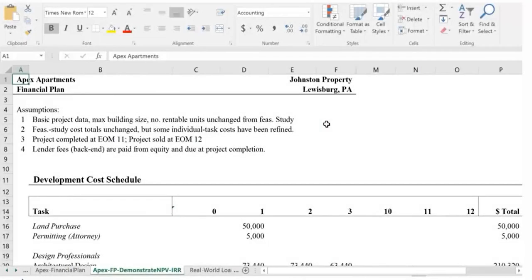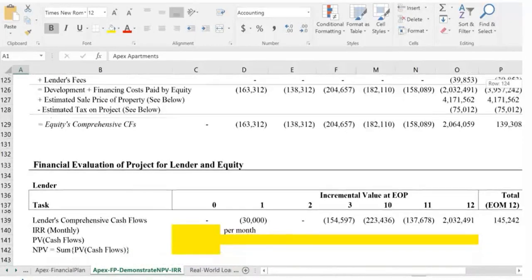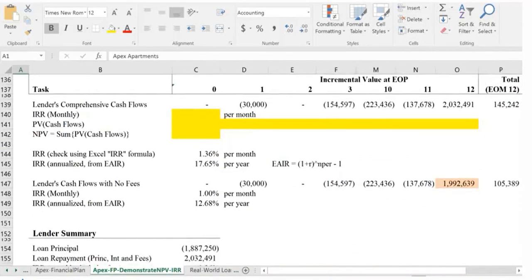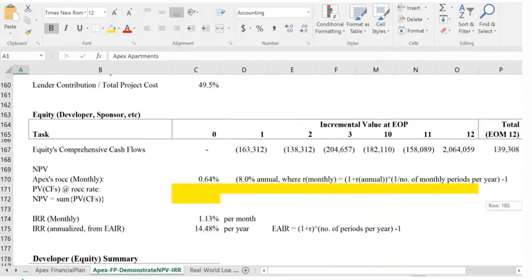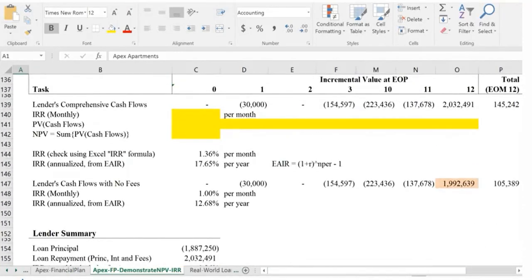All right, so what I'd like to do now is jump back to the spreadsheet for the Apex Financial Plan. And I am on a new page here, Apex Financial Plan, Demonstrate NPV IRR. And I want to jump back to the spreadsheet just to show you exactly how to compute some of the key numbers, specifically the IRR for the lender and the NPV for the sponsor, in Excel, to show you how I did that.